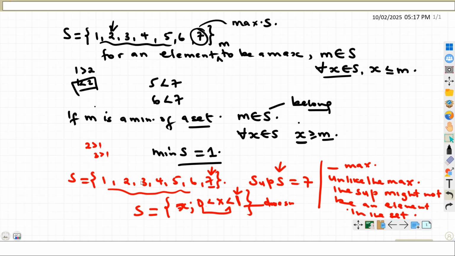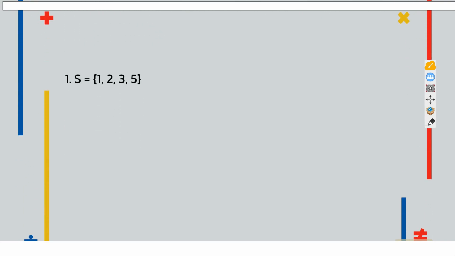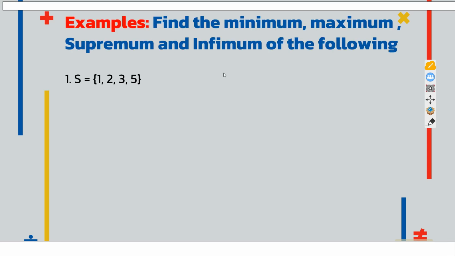So for this set we said the minimum is the infimum, and the maximum is the supremum. For a finite set, that is okay. The supremum and infimum are the same as the maximum and the minimum respectively, because they will always be elements of the set. Okay, so that is about the key relationships, and after that we shall look at a few examples where we need to obtain the minimum, maximum, supremum, and the infimum.